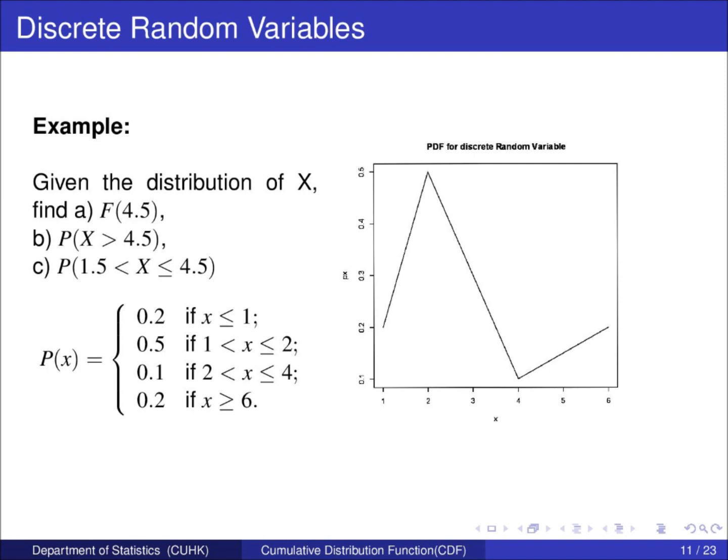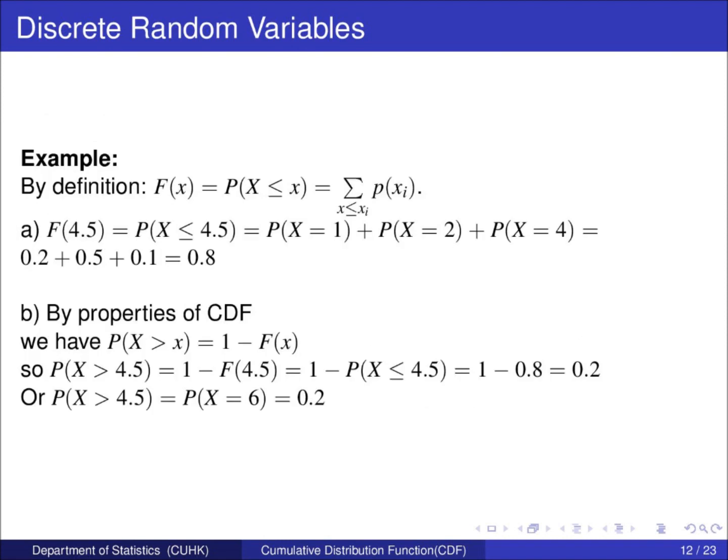By the function distribution, we are going to find part A, F(4.5), which is the probability of capital X smaller than or equal to 4.5. Part B, the probability of capital X larger than 4.5. And part C, the probability of capital X between 1.5 but smaller than or equal to 4.5.